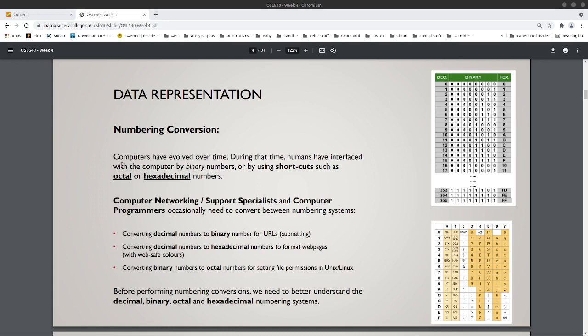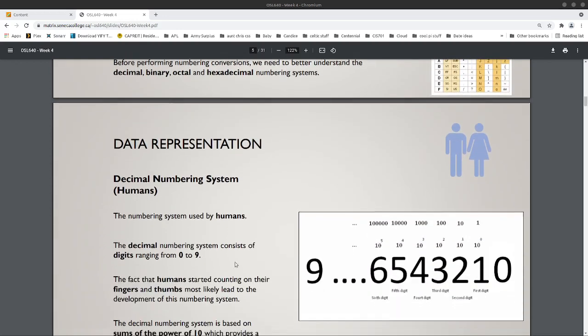When you learn web design, if you learn anything about web design, you are going to need decimal to hexadecimal for your hex color codes in CSS. And in this course especially, we're going to be looking at binary to octal for setting file permissions in Unix and Linux. So before we know more about number conversions, it's best to understand the different numbering systems first, because they all represent things a wee bit differently.